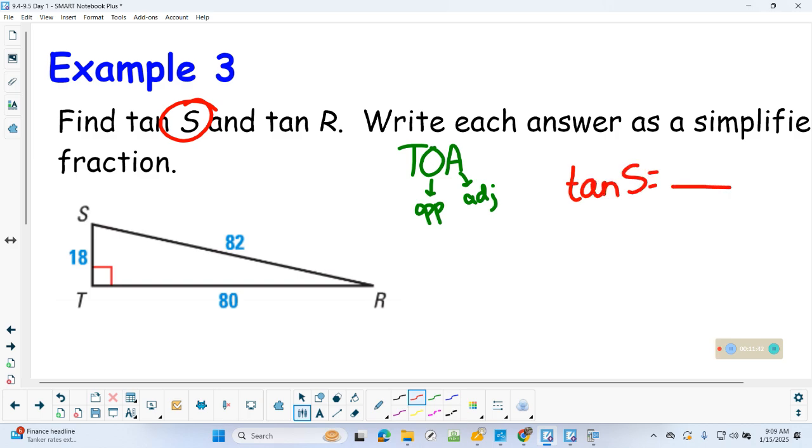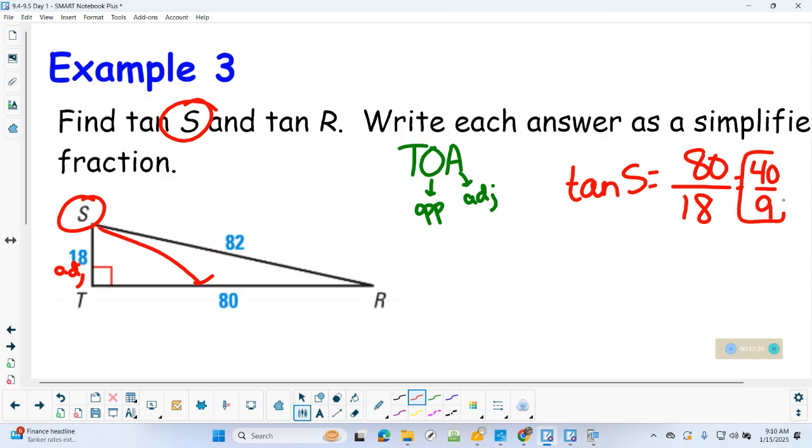Okay, so first thing, I'm going to look from S. I want the opposite side. What side is straight across from it? 80. Got it. Next question. What side is adjacent to it? Are you using the 18 or the 82? I'm using the 18 because what's 82 really? Hypotenuse, which we don't need, so I need my adjacent side, which is the 18. And of course that fraction reduces, they're both even, you can reduce it. 2 goes into both of them, 40 over 9.